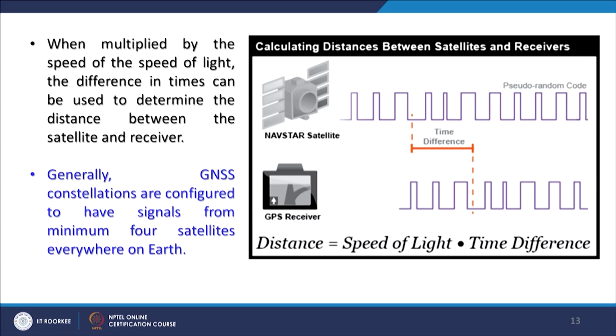Generally these GNSS constellations are configured to provide signals from a minimum of 4 satellites everywhere on the earth. If we take the example of GPS, there is a standard constellation. The total number of satellites is 31, with 6 orbits, and in each orbit 4 satellites at equal distance. So you can say the total number of satellites plus spares is 31, but 24 are essential for the complete GPS constellation.